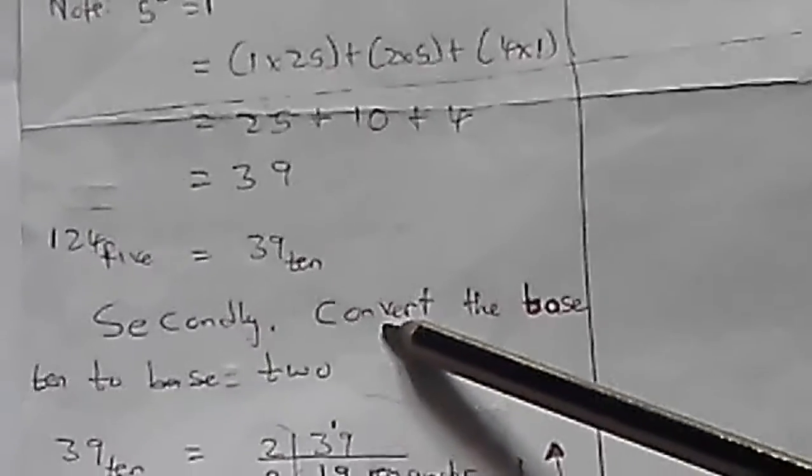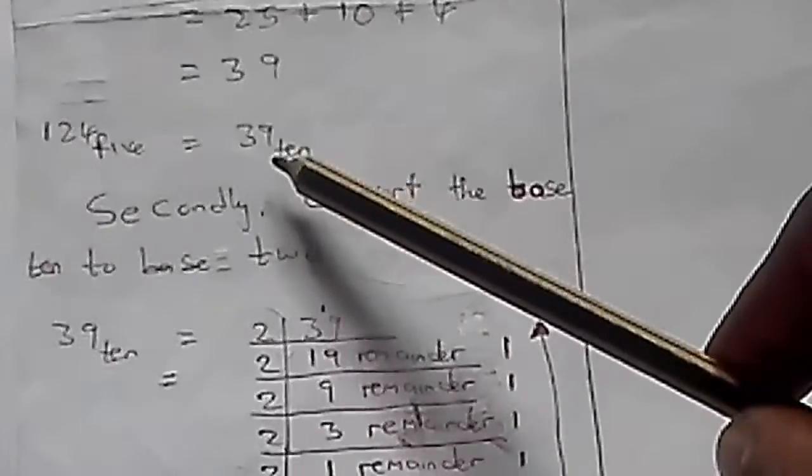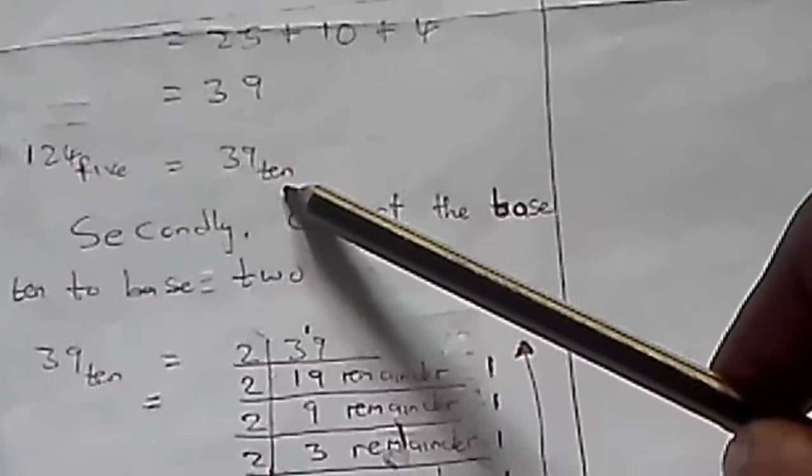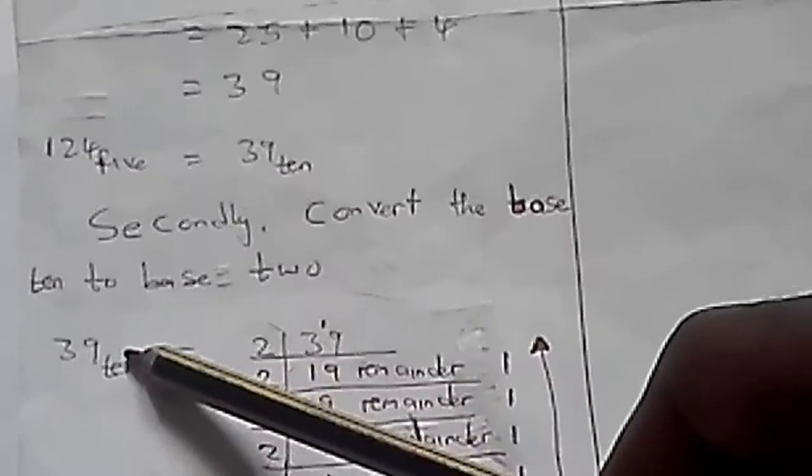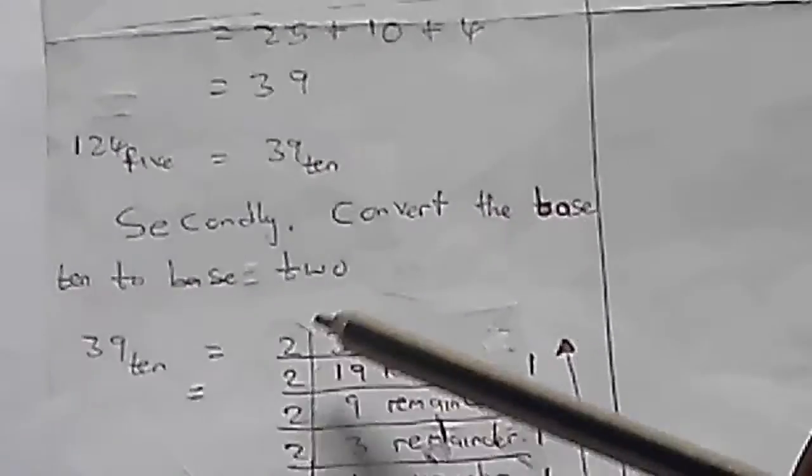Now, the second step, secondly, you convert the base 10 to base 2. Okay. Now, you have to convert 39 base 10 to base 2. That's the question here. Now we have our 39 base 10 to base 2. You put your 39 and your 2 right here, okay? Now you write 39 here and 2 here.